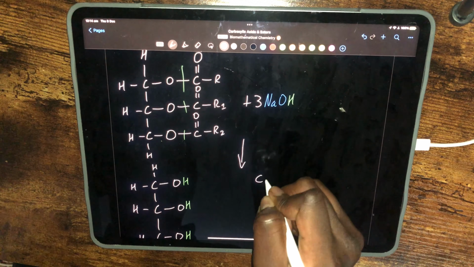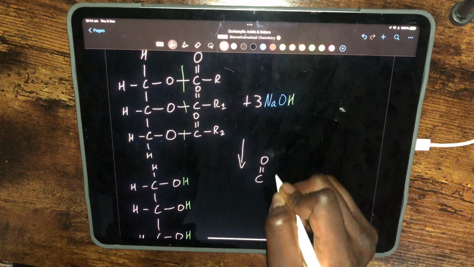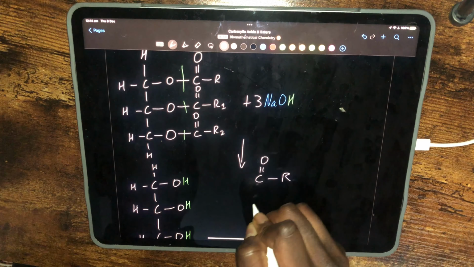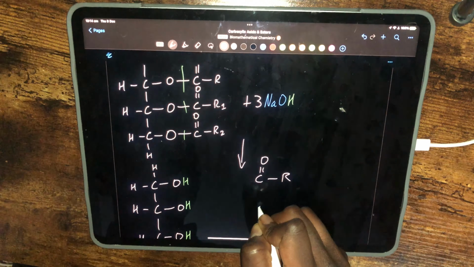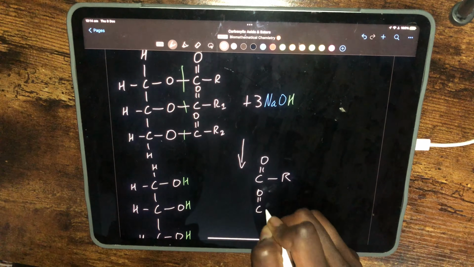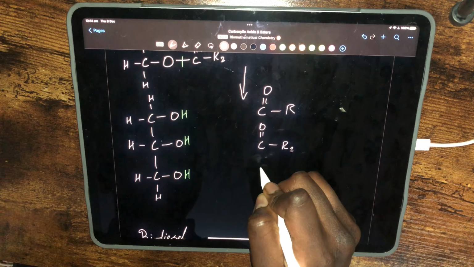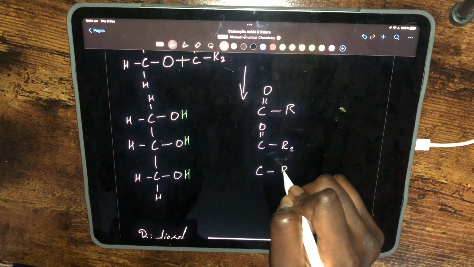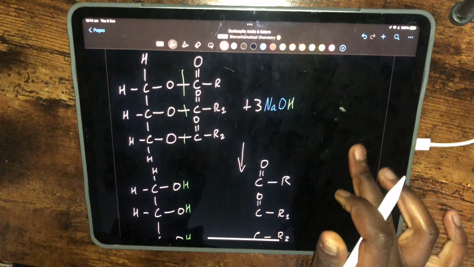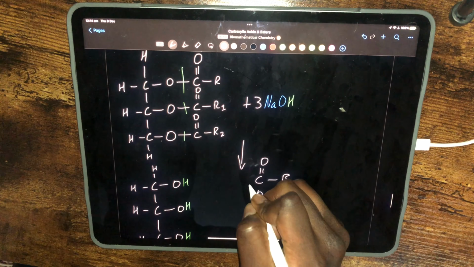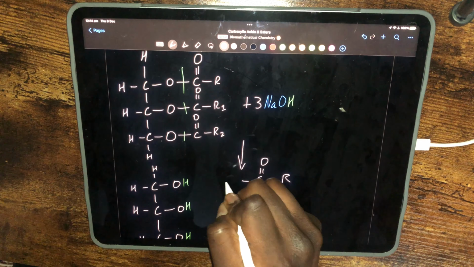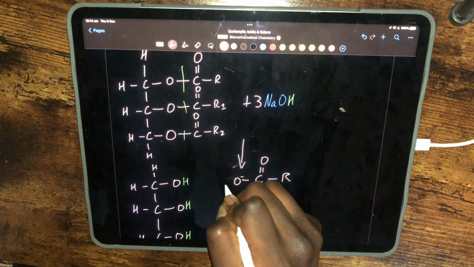So, I'm going to just form this here. This part is the part we all know. We all accept that this part doesn't change, right? This part here doesn't change. And this part here doesn't change either. But now we've got this part here, right? So this would be O minus.